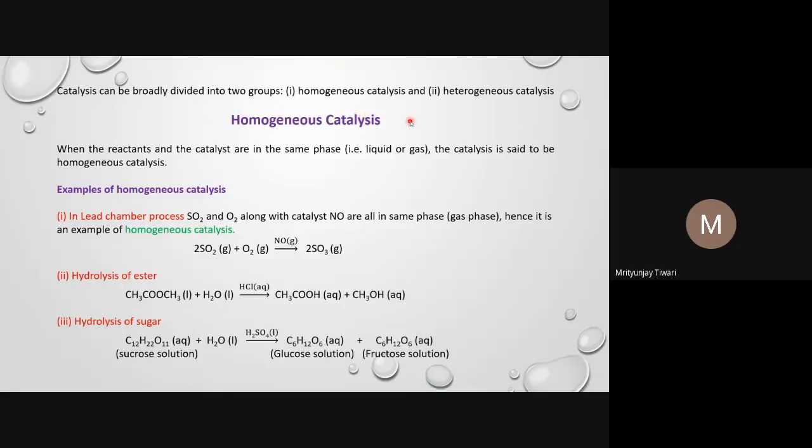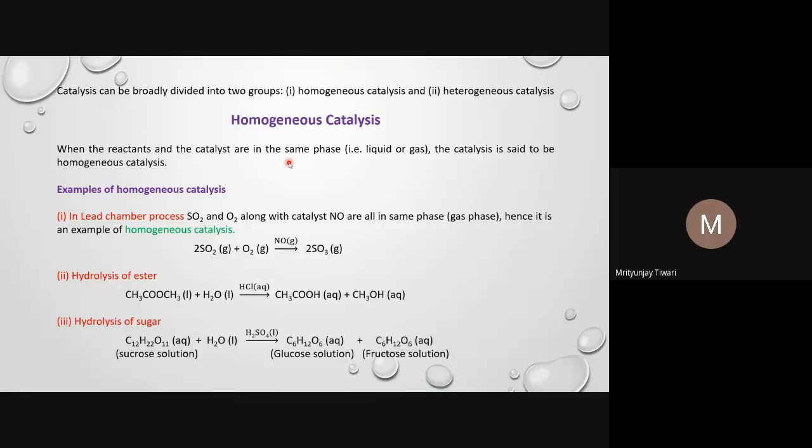called homogeneous catalysis and heterogeneous catalysis. Remember the term homo, same: homogeneous and heterogeneous. Homogeneous catalysis is when the reactants and catalyst are in the same phase. Whatever phase the reactant is in, if you add a catalyst which is in the same phase, then such catalysis is called homogeneous catalysis. They form a homogeneous mixture because they are in the same phase, so this kind of catalysis is homogeneous catalysis.